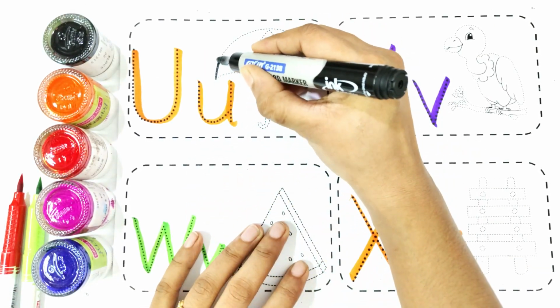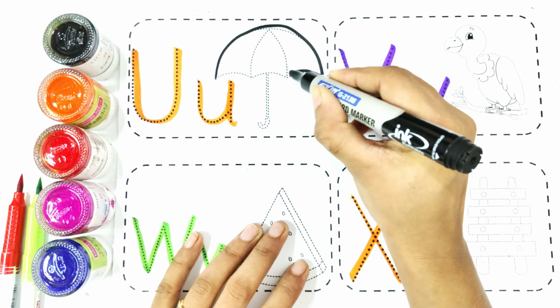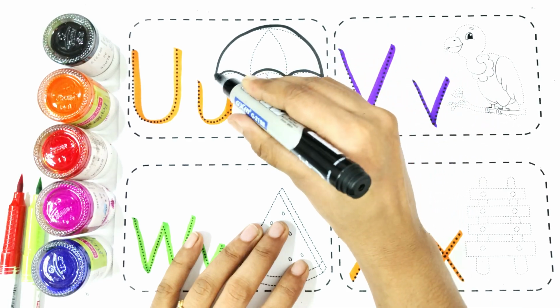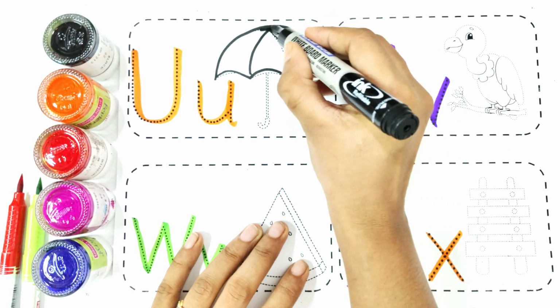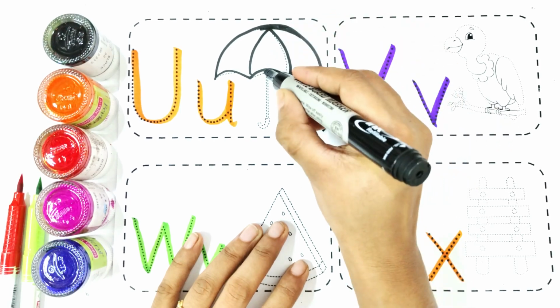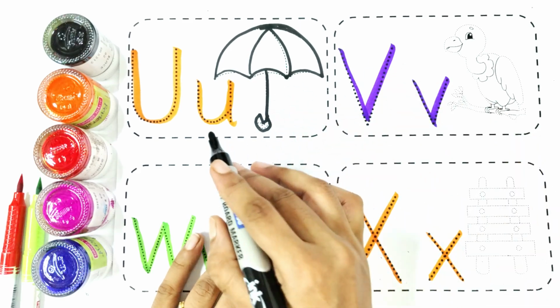U is for umbrella. Draw with me an umbrella. Again, say with me, U is for umbrella.